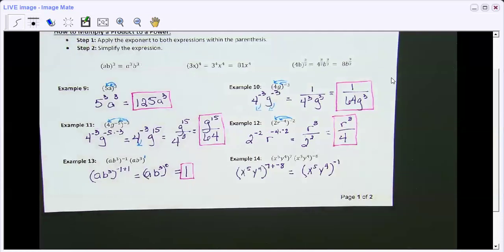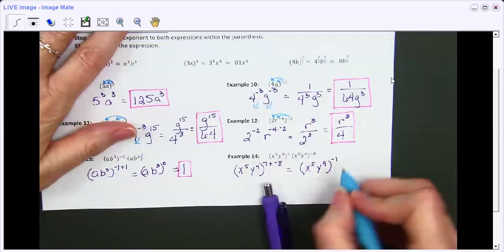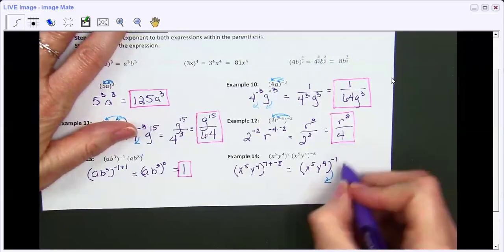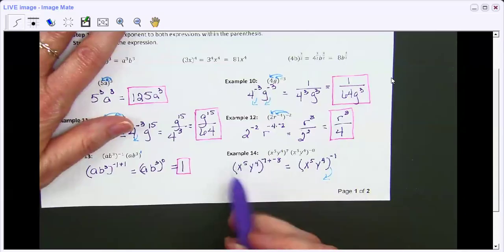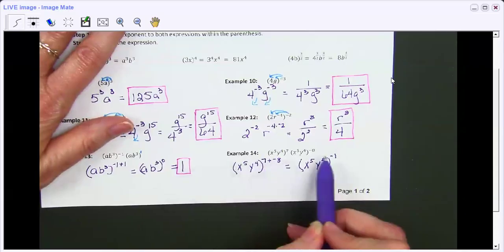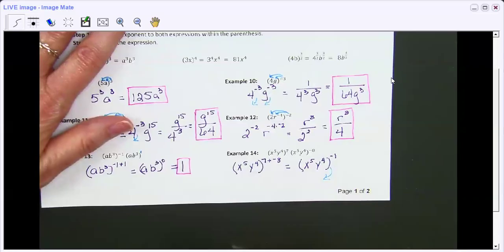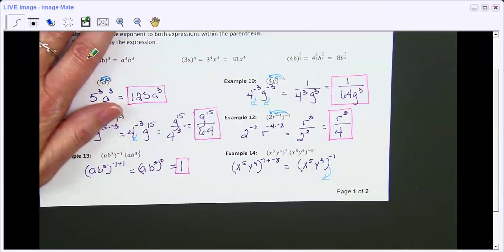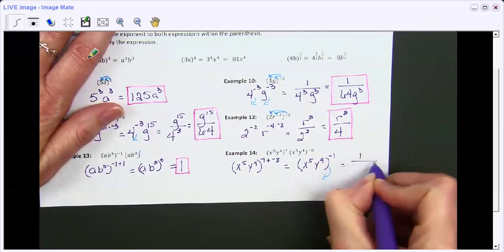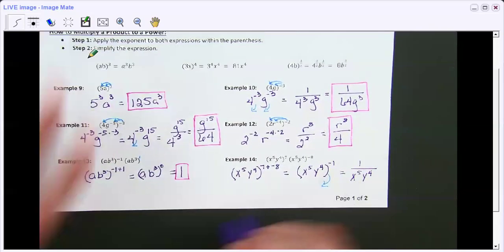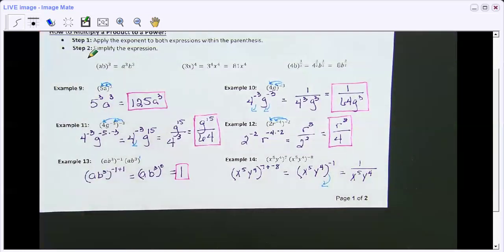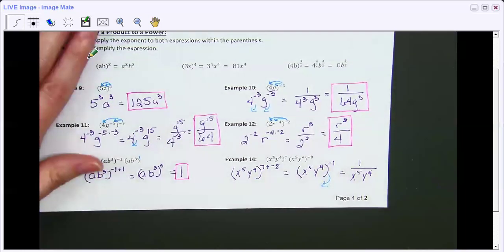But we can't have that, right? So we're going to move this whole term down. Because 7 plus a -8 is a -1. Yeah. So now we have 1 over x to the 5th, y to the 4th. And you could put a parentheses and raise it to the power of 1, but it just makes it this right here.